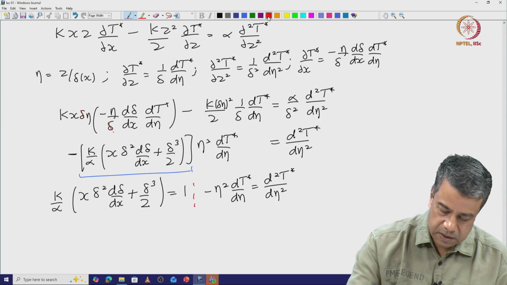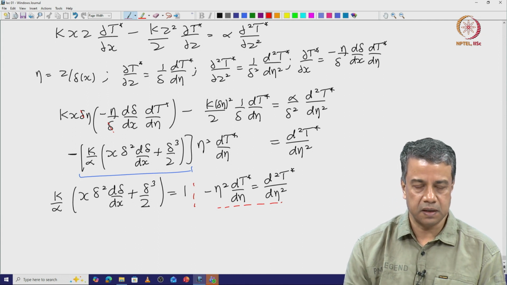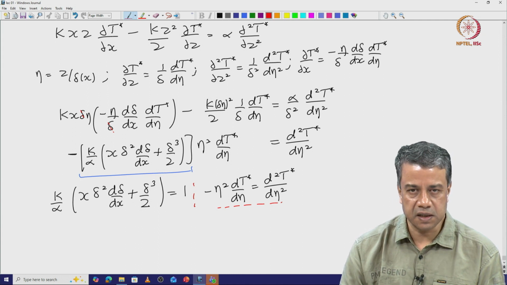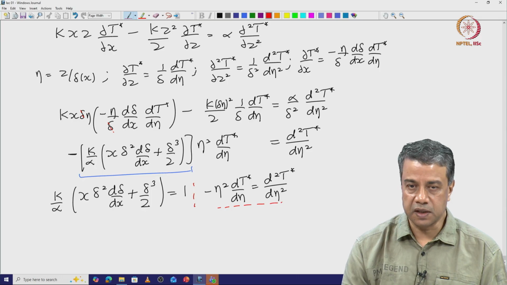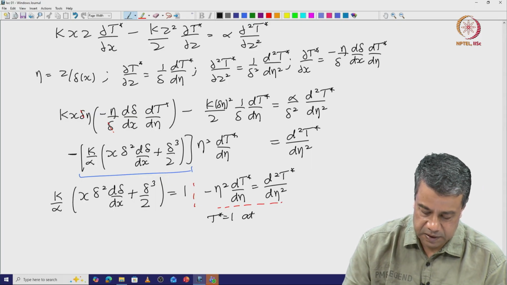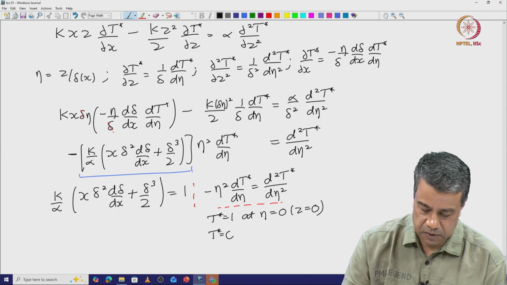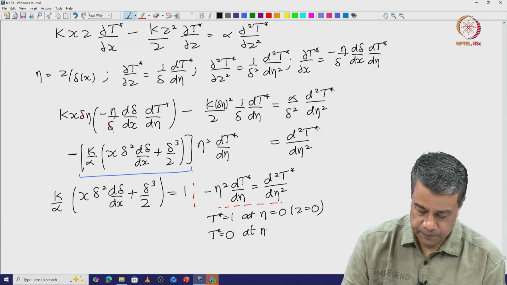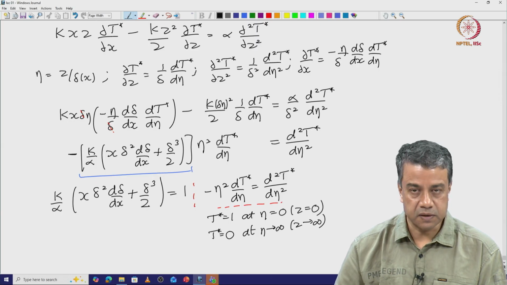Note that this equation is exactly the same as what we had for the flow past a flat plate. T star in terms of eta is exactly the same as what we had for a flat plate. The boundary conditions are the same. At eta equal to 0, or z equal to 0, T star is equal to 1 at the surface. T star is equal to 0 far above the surface, which corresponds to z going to infinity. So, the boundary conditions are the same, the equation is the same, therefore, the solution is also the same.